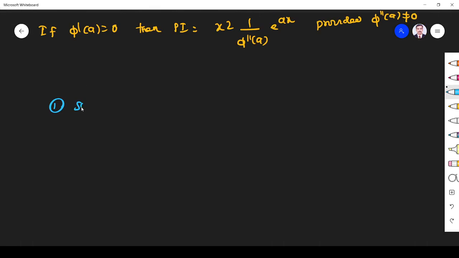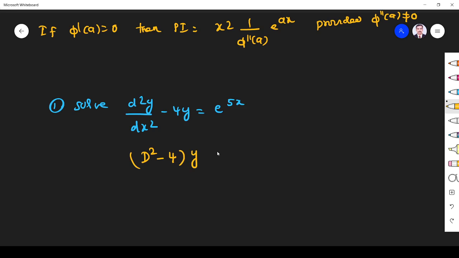Let us solve the first problem. Solve d squared y by dx squared minus 4y is equal to e power 5x. This is the first problem. First, as I told, write d/dx as D. So D squared minus 4, y is equal to e power 5x. The reason is that d by dx is equal to D.